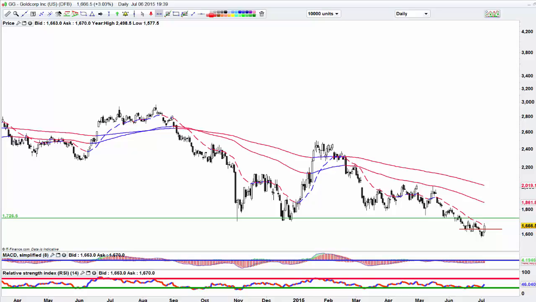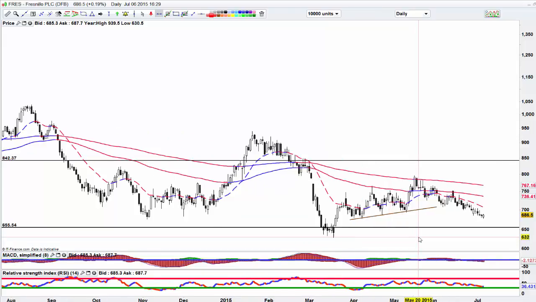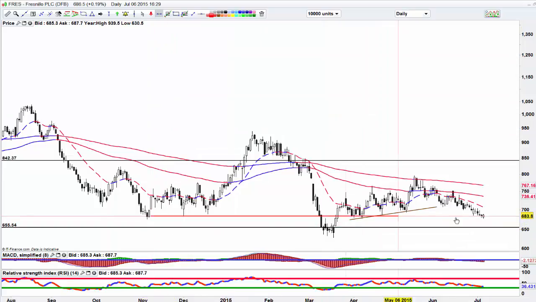Fresnillo, back to this. Let's stick with some UK stuff. That has actually put a hammer in and engulfed the hammer, so it's feeble, but boy is that on a good level. So I think Fresnillo is a good stock.